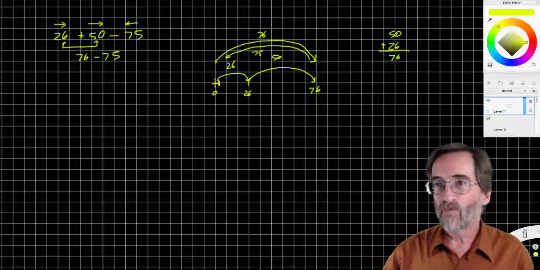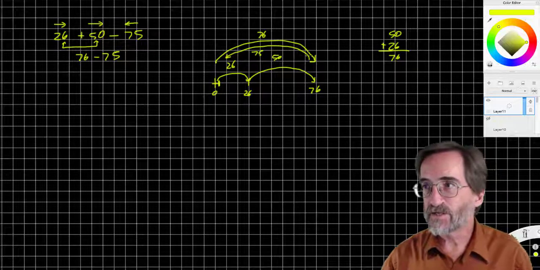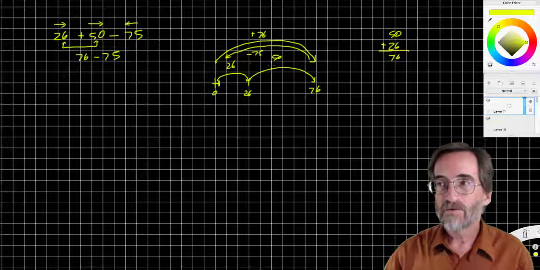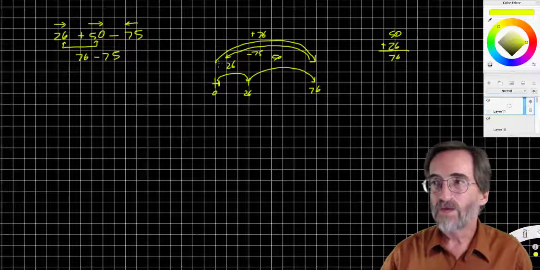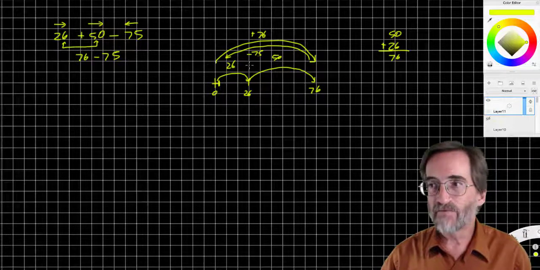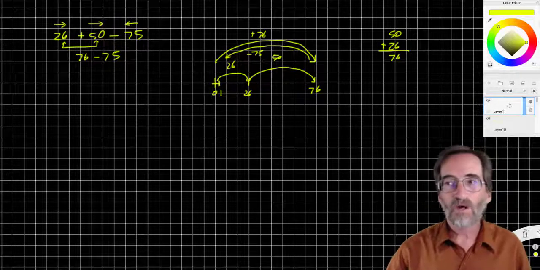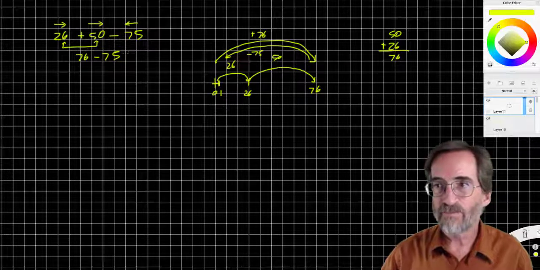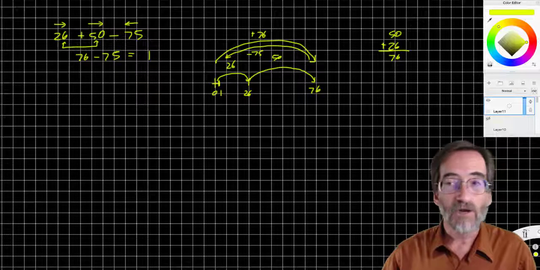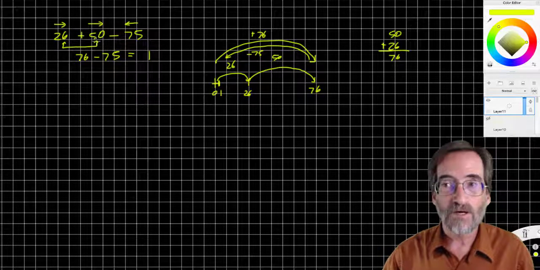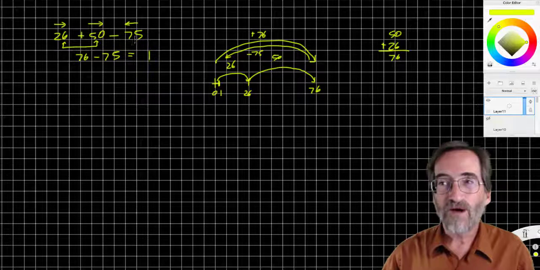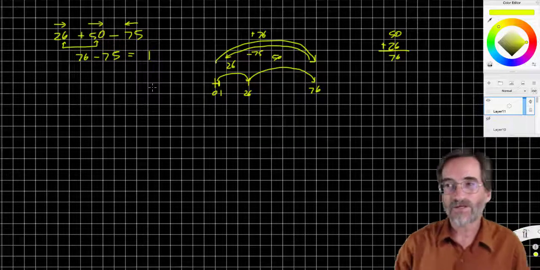Okay, and what is that number? Well, because the 76 is positive and the 75 is negative, they work against each other. They're going opposite directions. We end up with, by subtracting 76 minus 75, we end up with 1. And so we are 1 to the right. That is positive 1. So if I have $26 in my pocket and someone pays me $50, but I owe $75, that means I still owe $1 net, right? So that's kind of the idea.